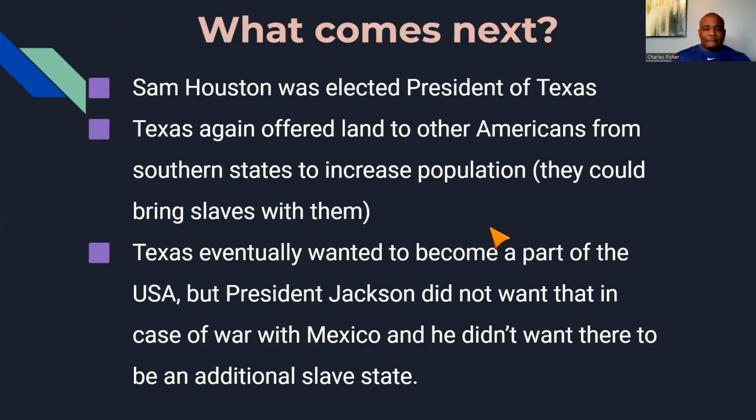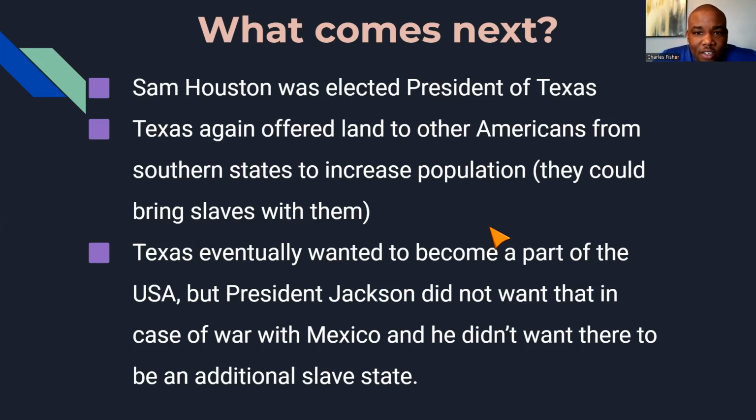So what happens next? Let's wrap this up. Sam Houston was elected president of Texas. So a former general becomes president of Texas. Texas is its own country, has its own president. Another way things work in America a lot of times. Back then, military hero George Washington, Andrew Jackson, becomes president. We used to elect military heroes as president back in the day, a couple hundred years ago.